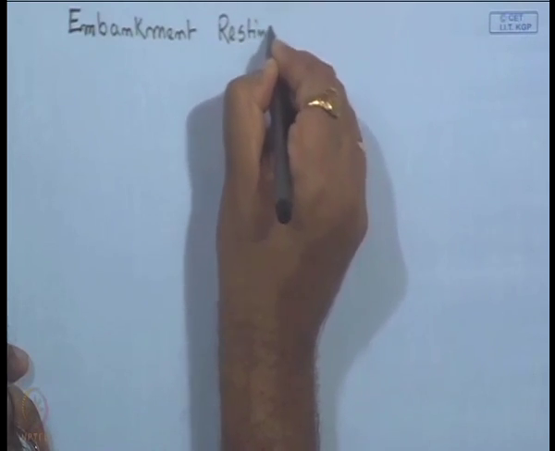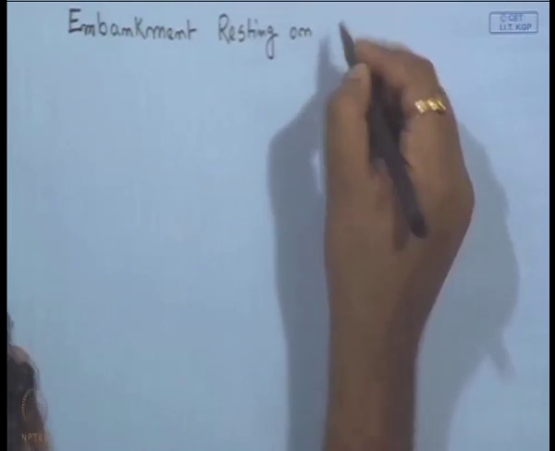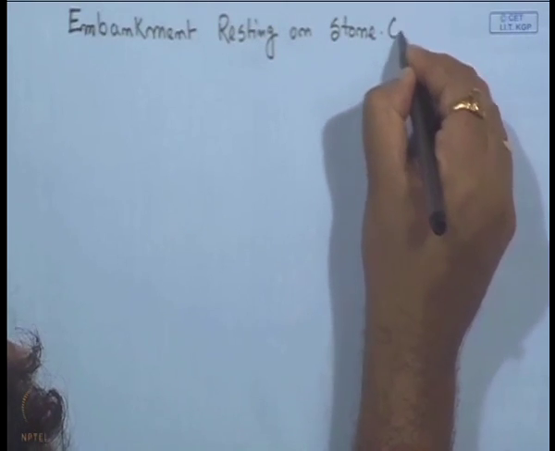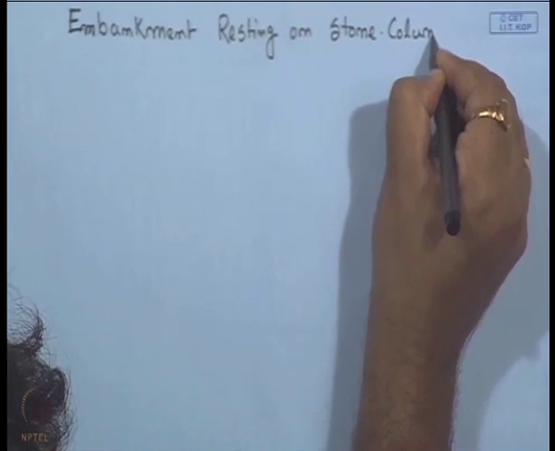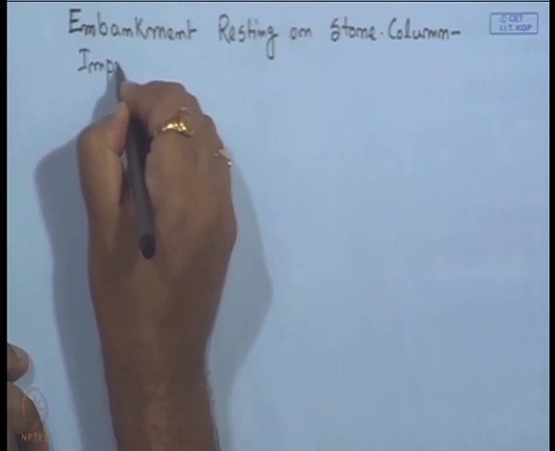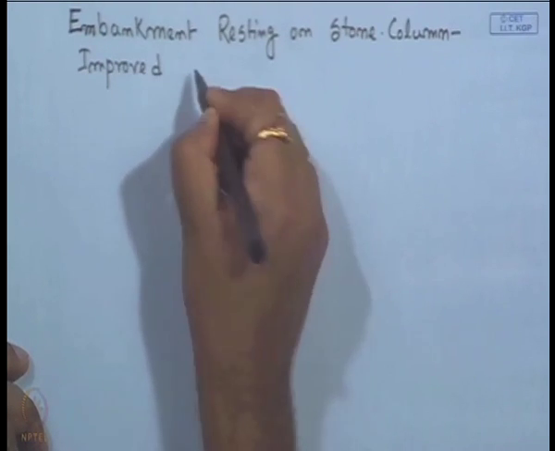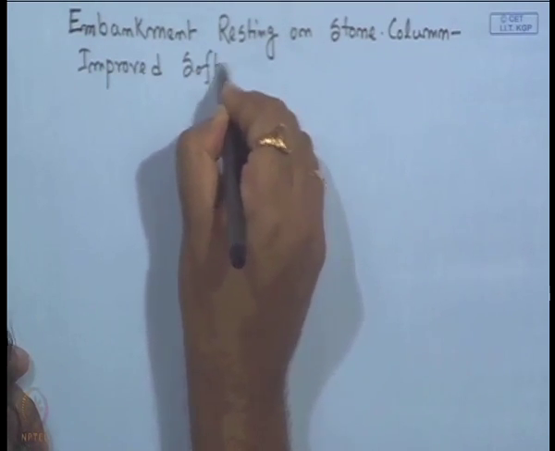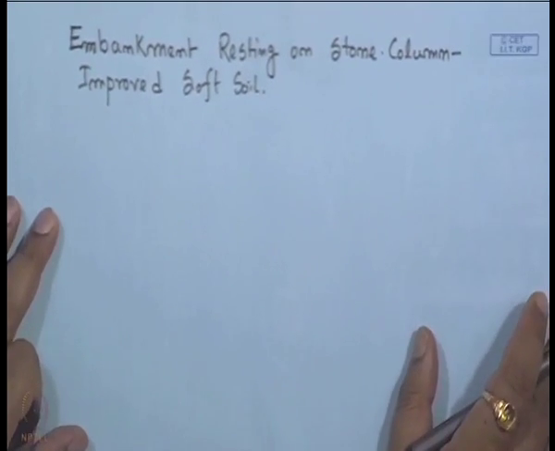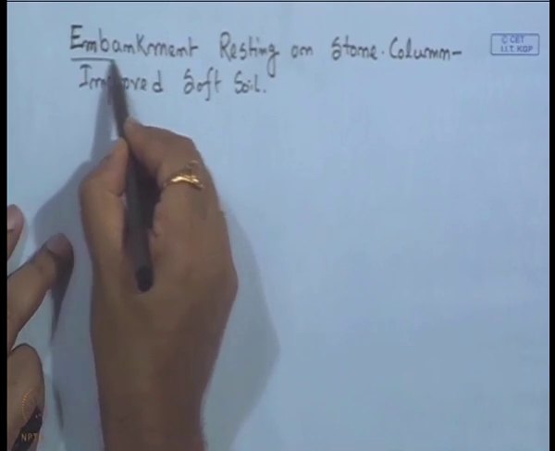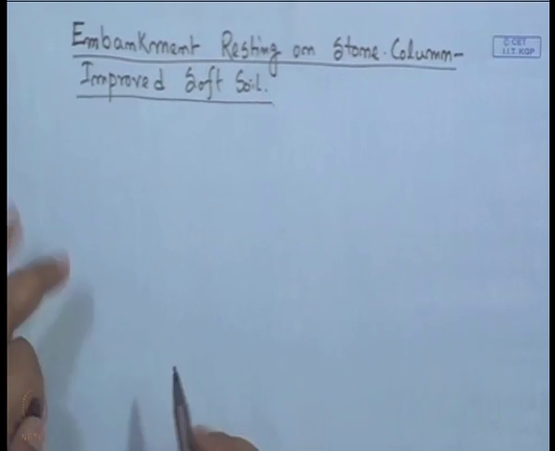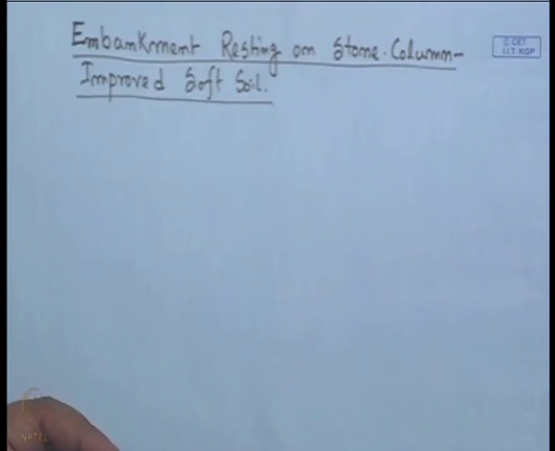resting on stone column improved soft soil. So, now we will derive the expression for this type of problem. Suppose there is an embankment which is resting on the stone column improved soft soil.